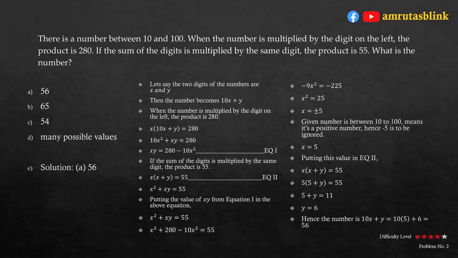This problem was slightly difficult because here we have used multiple concepts: place value of a number, forming a quadratic equation from the word problem, and then solving that quadratic equation. Hence we can say that the difficulty level of this problem was a bit higher. Let's say a difficulty level of 4 out of 5.